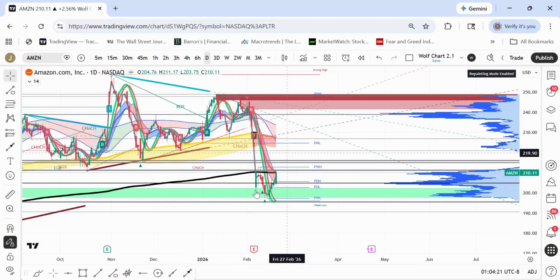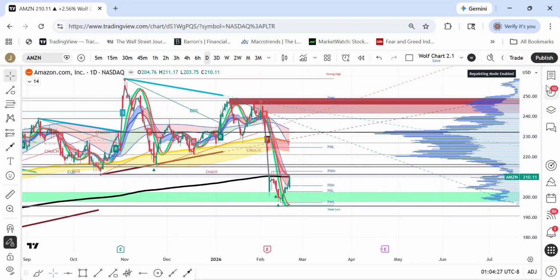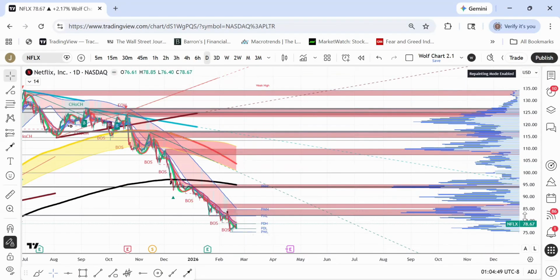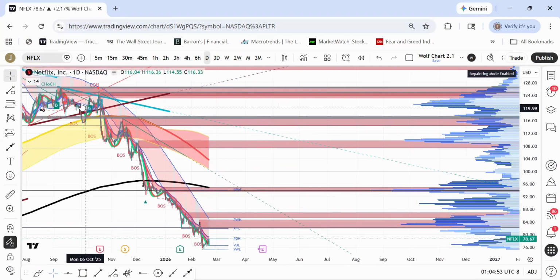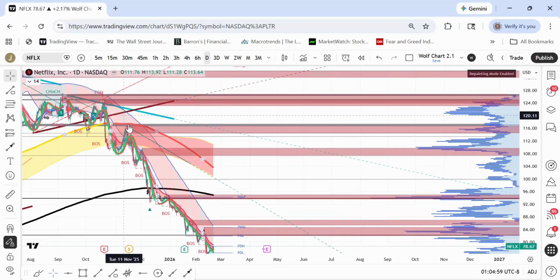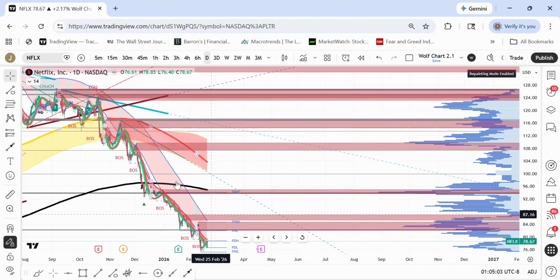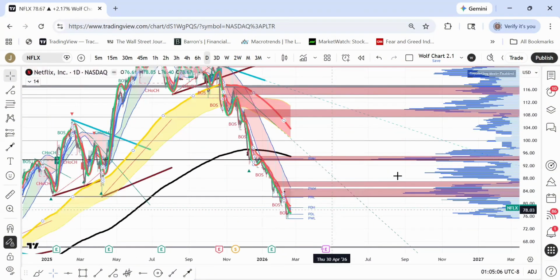This is also why this is another good area that I like Amazon at, because we can see smart money is buying here. The next one is Netflix. We can see we have a lot of selling pressure on Netflix. Internal bearish order block here, bearish order block here, bearish order block here, here, here, here. They're selling Netflix due to the news and the deal with Warner Brother.